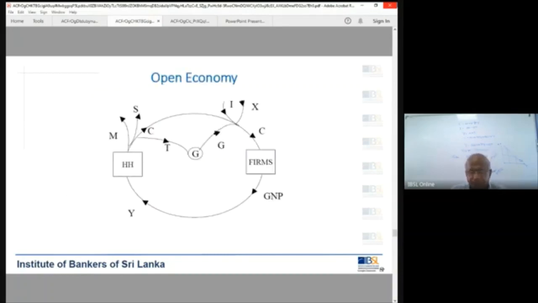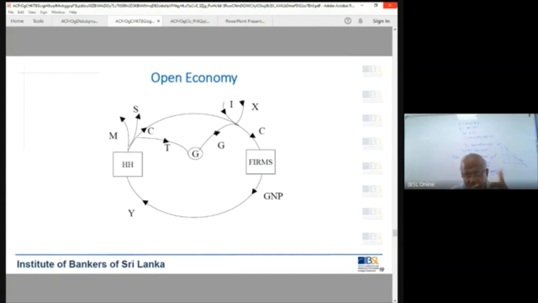Open economy. The 4-sector model. What are the sectors? Household sector, government sector, business sector, and the foreign sector, imports and exports. The sector I have not indicated, but the two flows are exports and imports, X and M. Households, government, firms, and the rest of the world or the external sector, X and M. This is the open economy model.